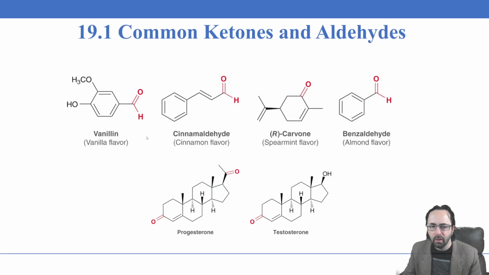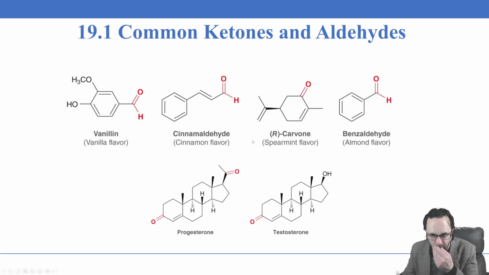So we can see here the compound vanillin, which causes the vanilla flavor, has an aldehyde. It's actually a benzaldehyde group here. We have cinnamaldehyde here, which is cinnamon flavor. It's an aldehyde that has a resonance with the benzene ring through a pi bond that's in between. So we have alternating pi bonds all the way through, double, single, double, single, double, single, all the way around here.